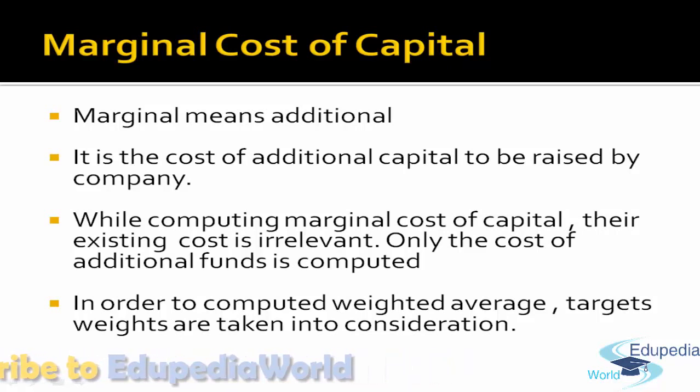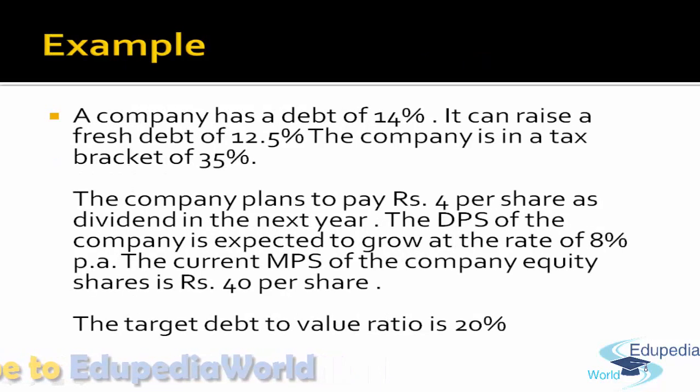To make it clear, let's understand it with the help of an example. A company has a debt of 14%. A company has a debt means this is an existing source of finance. We do not need to consider it at all. It can raise a fresh debt of 12.5%. The company is in a tax bracket of 35%.